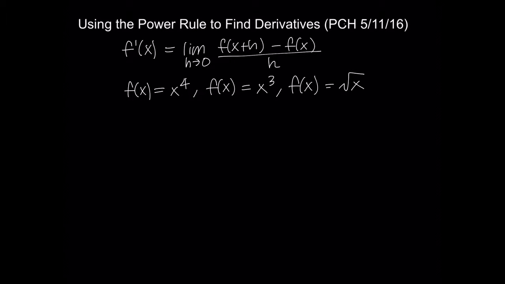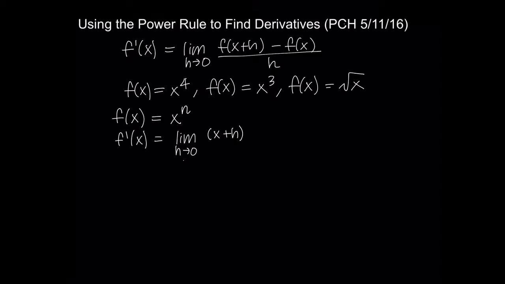And so what this lesson is on is to develop a general formula that would apply in all situations. And so what we're going to start with is f of x equals x to the nth power. So instead of a specific exponent, we're going to put x to the nth power. Okay. Applying the definition of the derivative, we would get the limit as h approaches 0 of x plus h quantity to the nth power minus x to the nth power all over h.